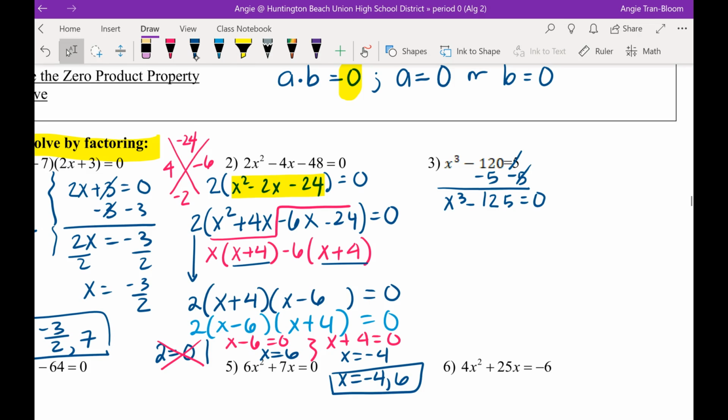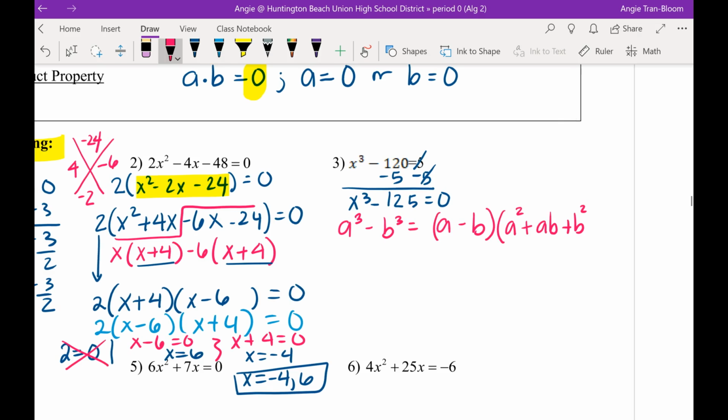Factor it out? Okay. Raise your hand if you remember. We're going to do something else as well, but this is just the zero product property first, and we'll do another way, okay? Who remembers, by the way, what formula you are thinking about right now? A cubed minus B cubed. What's the formula? A minus B times A squared plus AB plus B squared, okay, equals 0. Okay, so that's what that is right now.